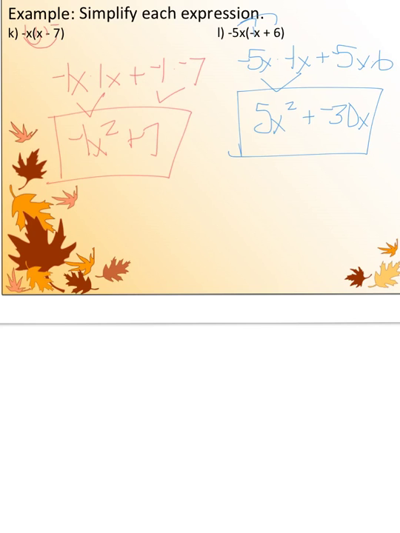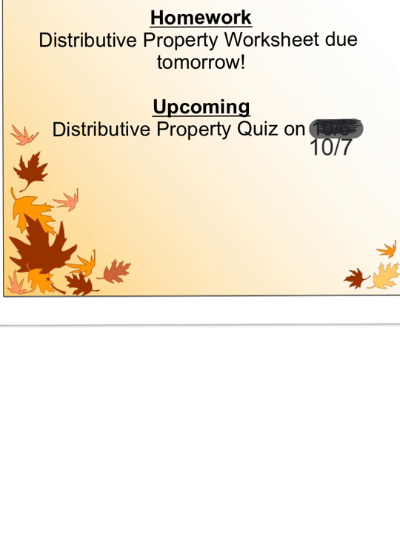Example L. Again, when you distribute, you're ending up with an x times x. So you have an x squared, but a 5 is the coefficient because negative 5 times a negative 1 is a positive 5. Plus sign, negative 5x times 6. Signs are different, so our answer is a negative. 5 times 6 is 30. Bring down the y. Help each other out if you guys have questions on those.